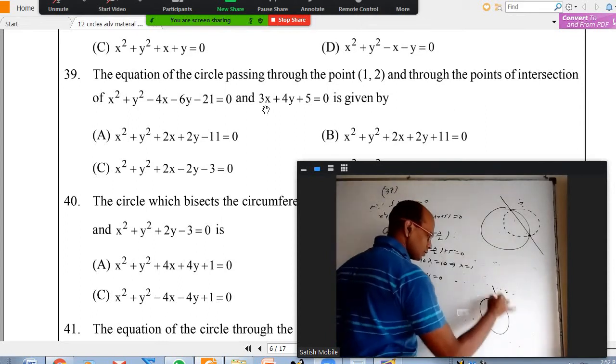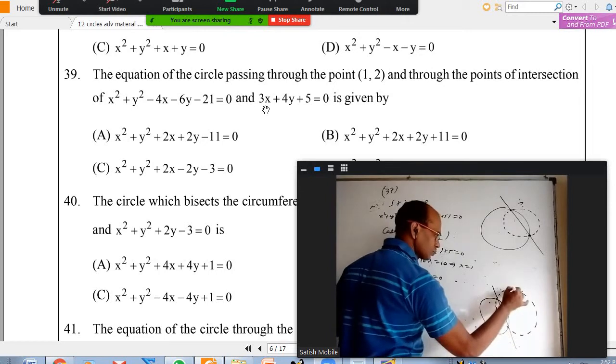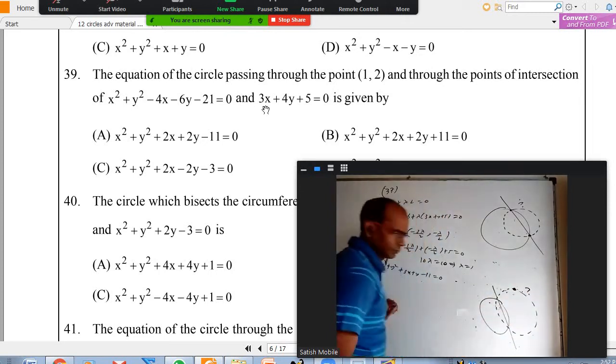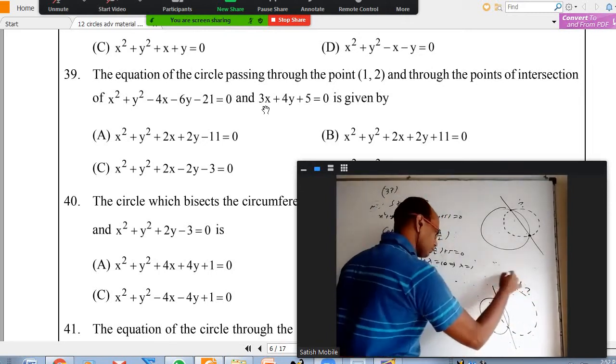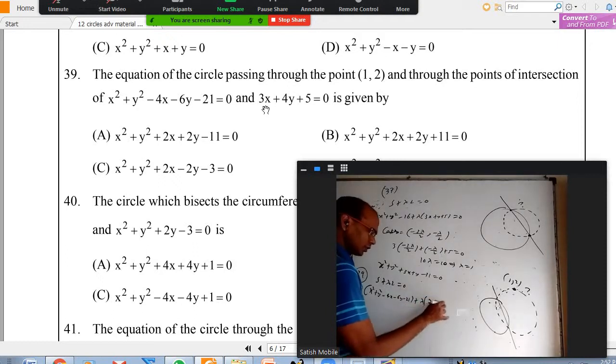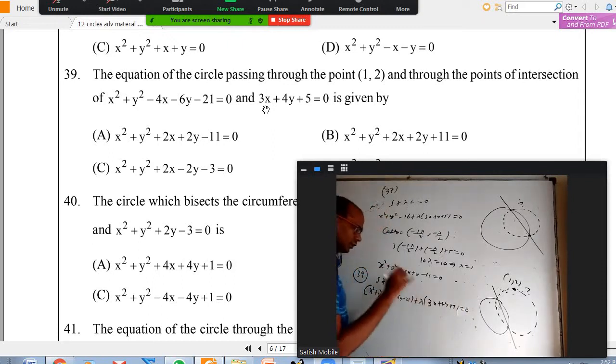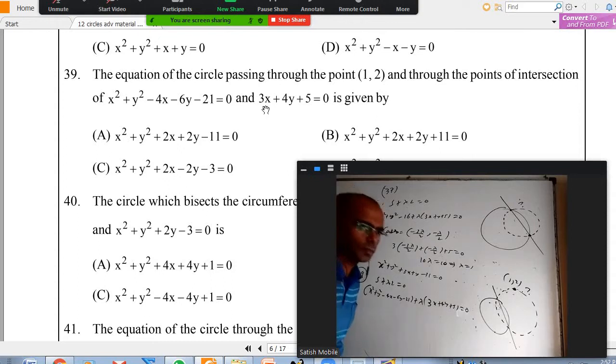So there is a circle, there is a line, and there is a point. There is a new circle passing through this point. What is the circle? So again, you take S plus lambda L equal to 0: x square plus y square minus 4x minus 6y minus 21 plus lambda into (2x plus 4y plus 5) equal to 0. Substitute 1 comma 2, we will get lambda, put it back.